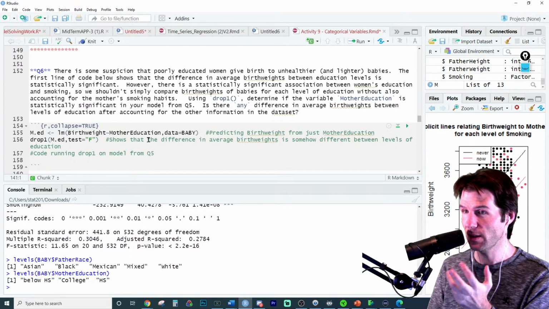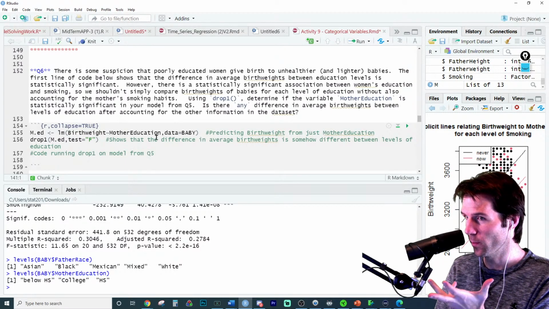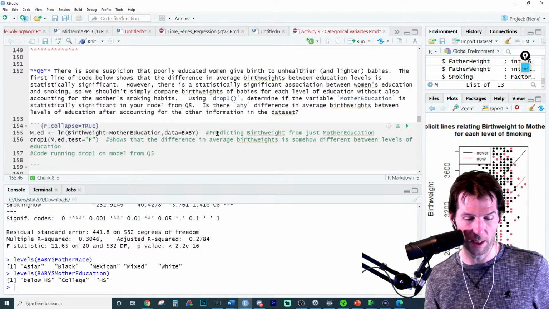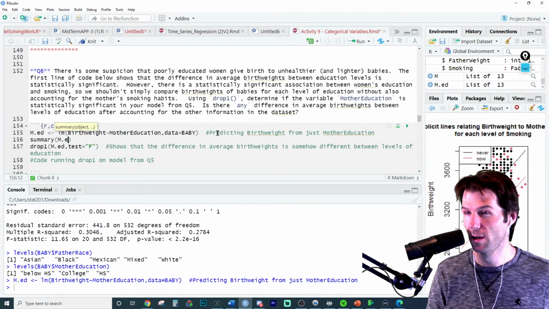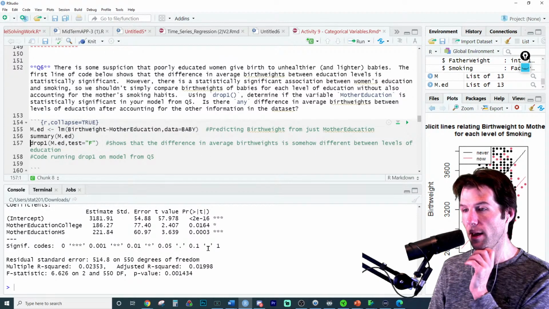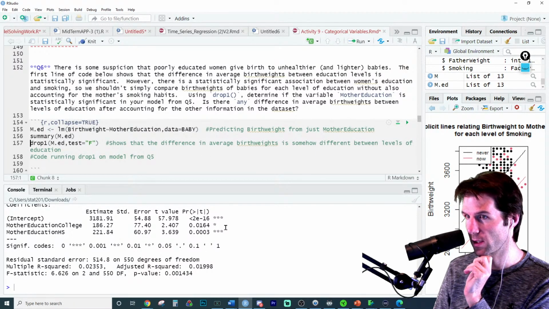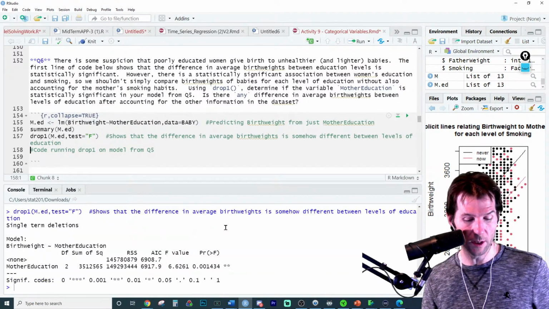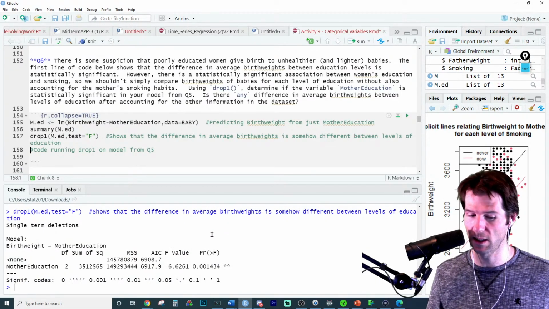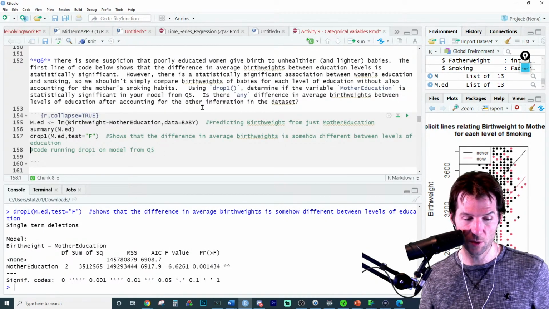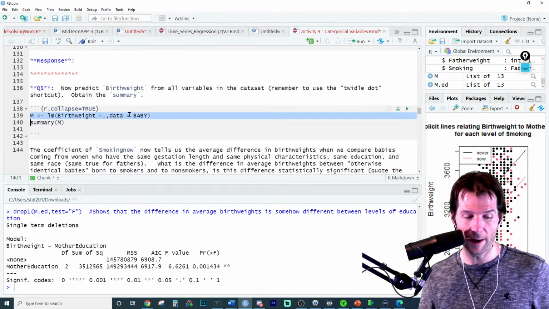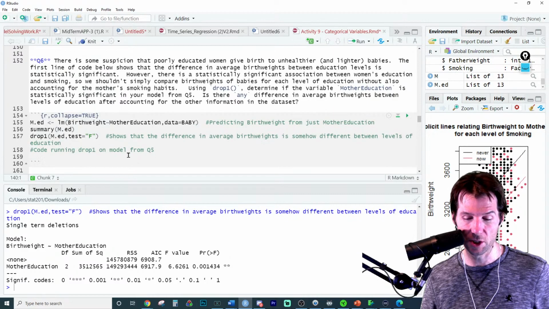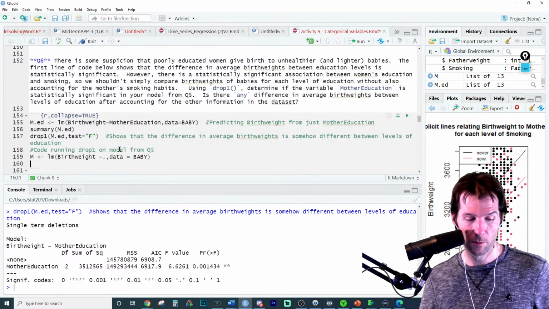So if we're asking, does this bring with it new information? Well, the original model right here is the model with just mother education. There we go. It looks like they are statistically significant. But looking at the drop one test right here, and I'm pretty sure it wants us to compare it to the previous model we have up here with everything in it.